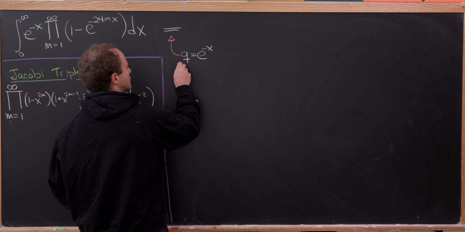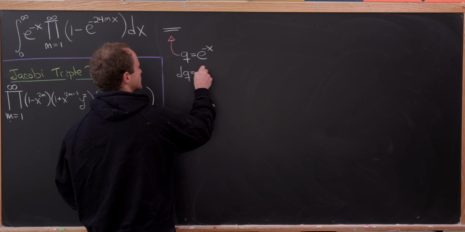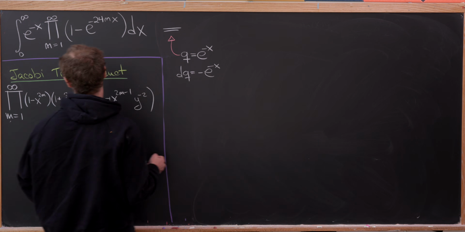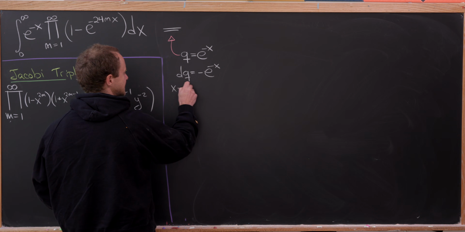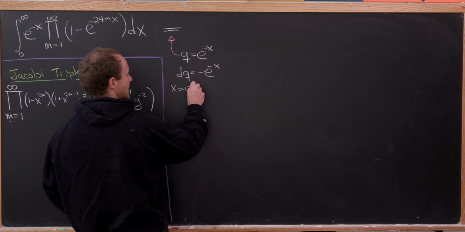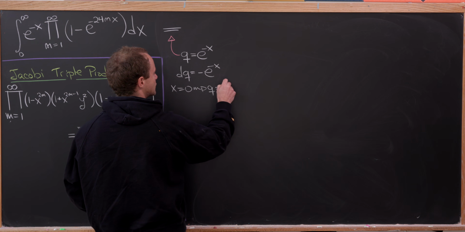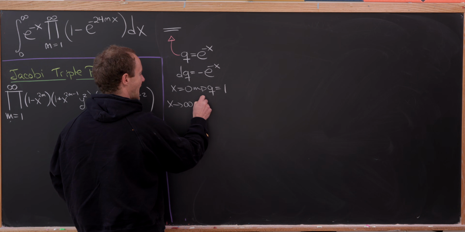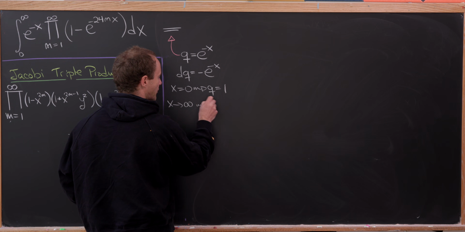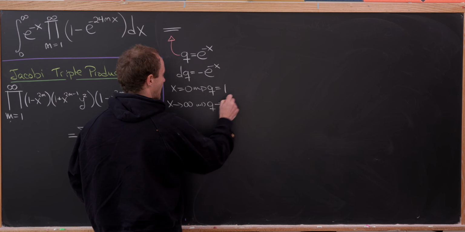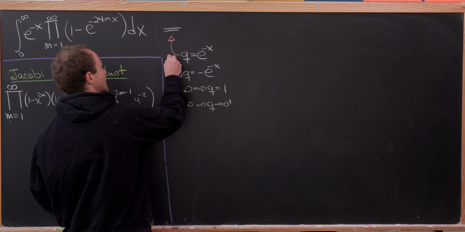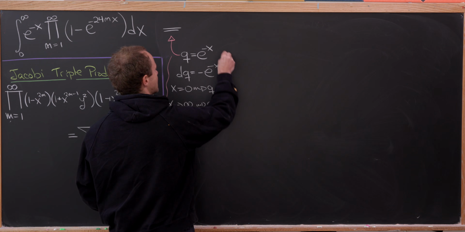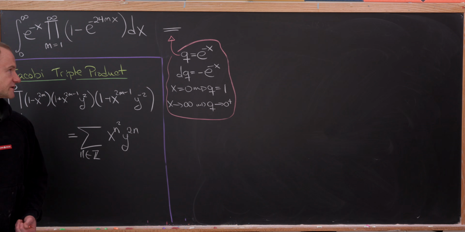But what does that mean? Well, that means that dq is equal to minus e to the minus x dx. When x is equal to 0, that tells us that q is equal to 1. As x approaches infinity, that has q approaching 0 from above. So those are all of the things we know to make our change of variables.